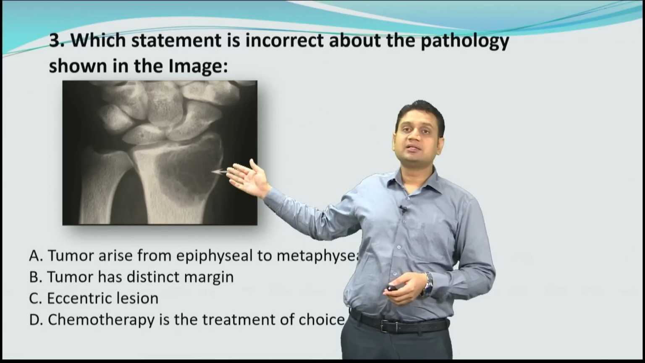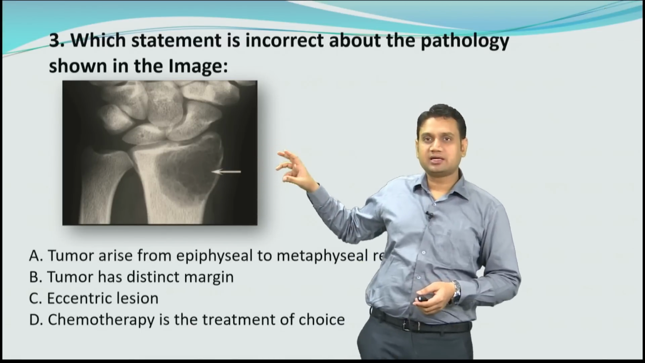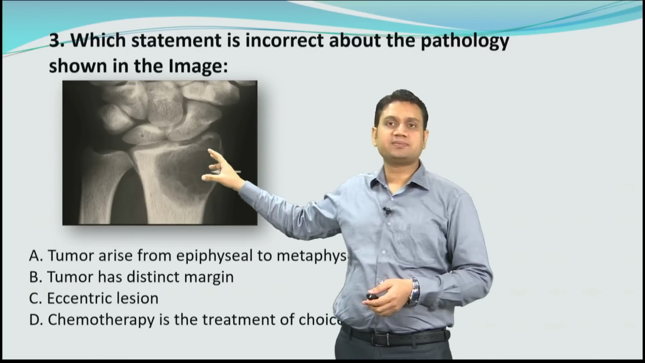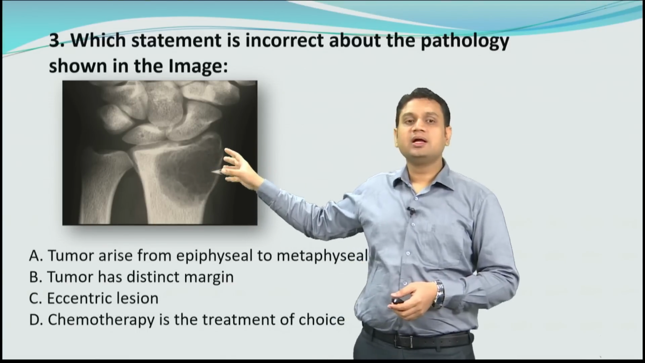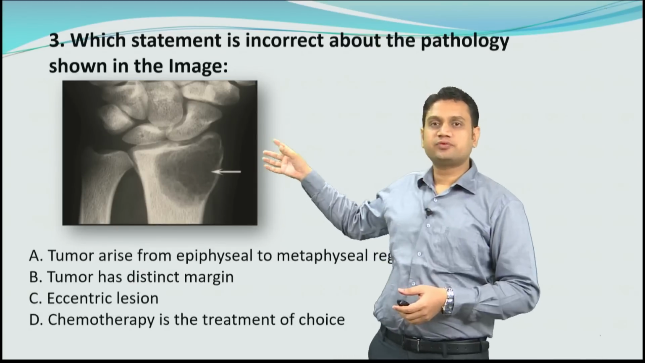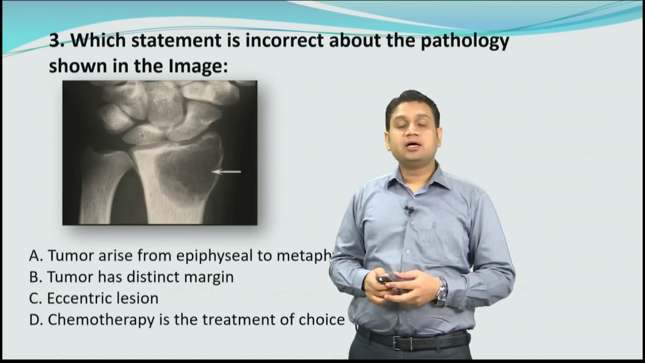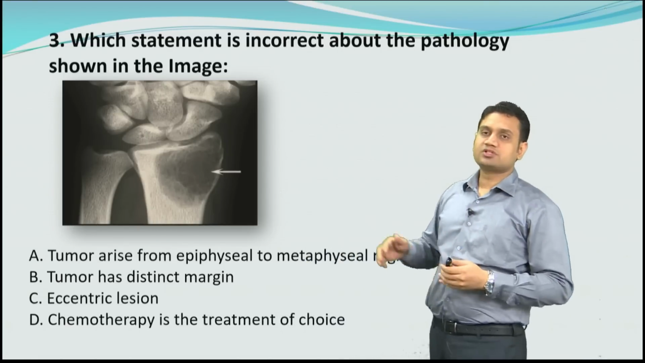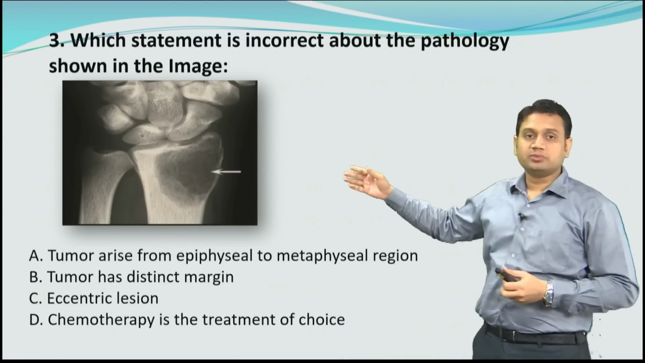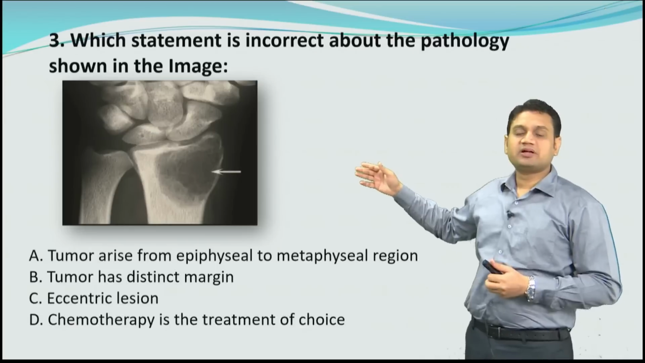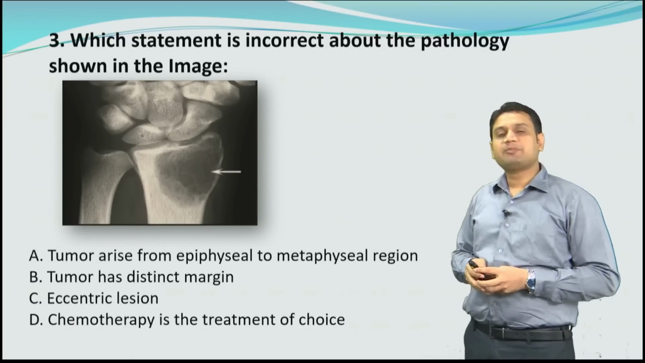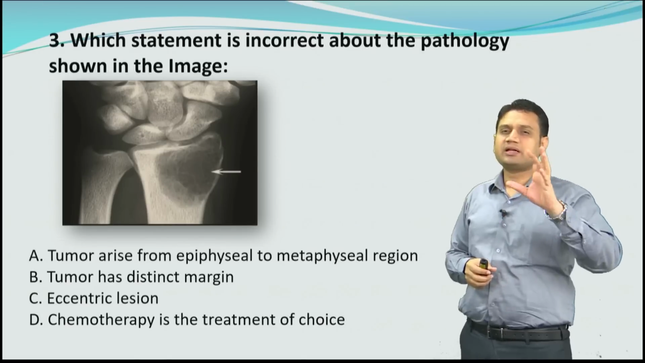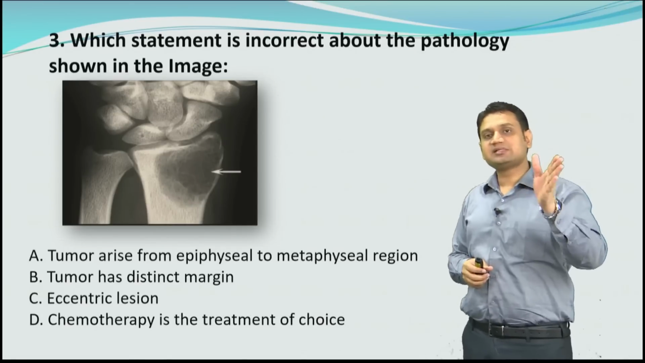Second important point, the giant cell tumors have a tendency to occur around the eccentric area, right? So one of the sides of the radius, the lateral side, is involved. Gradually it will expand. It is an expansile lesion, so it will expand to the other side also, right? Now this giant cell tumor, which statement is incorrect about the pathology shown in the image? So my diagnosis for this particular X-ray would be a giant cell tumor. Tumor arises from epiphysis to the metaphyseal region. Very true. It occurs at the epiphyseal region, but in skeletally immature children it may occur at a metaphyseal region also, in rare cases. This is an uncommon thing, but yes, it may happen.